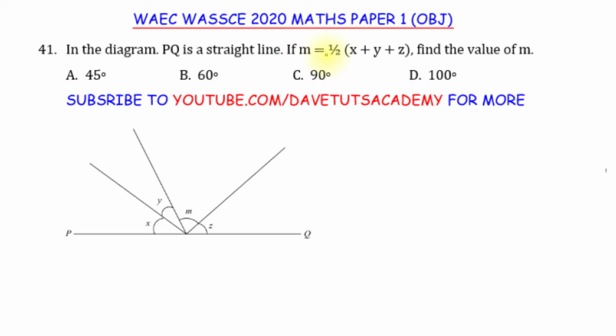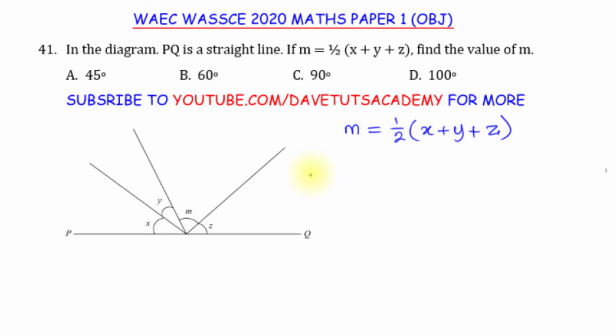Now, if M is half of the sum of X, Y, and Z, we are to find the value of M. What will help us first is that we should note that M was given as 1 over 2 of X plus Y plus Z. All that we have on this straight line are X, Y, Z, and the M that we have been given. But as a general rule of thumb, the sum of angles on a straight line is 180 degrees.